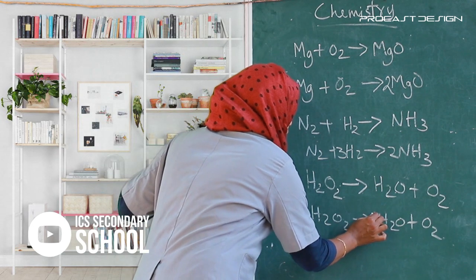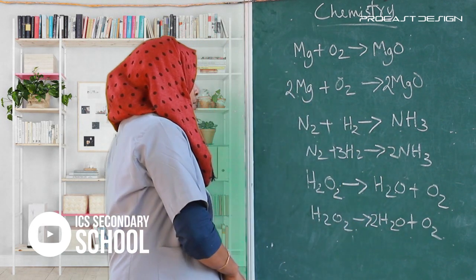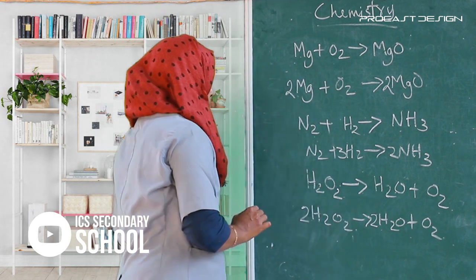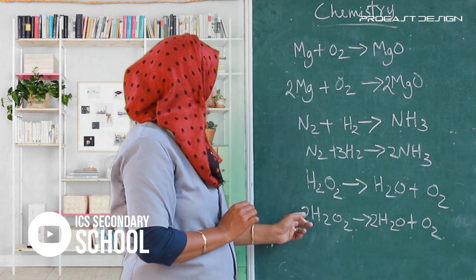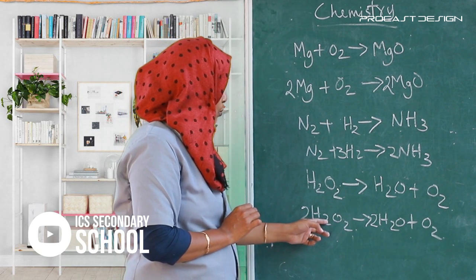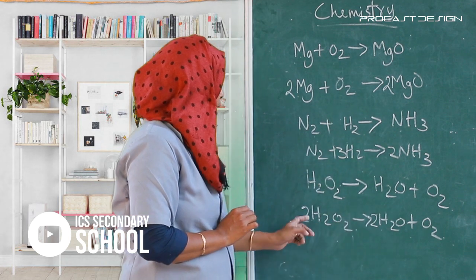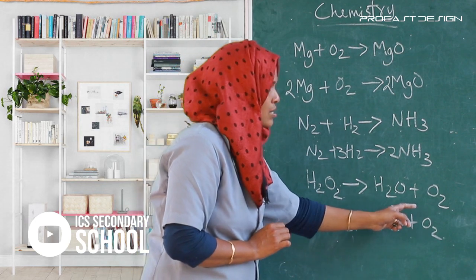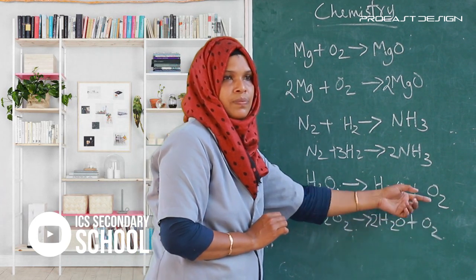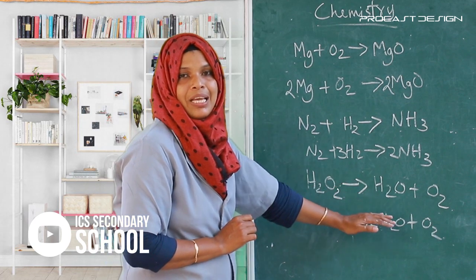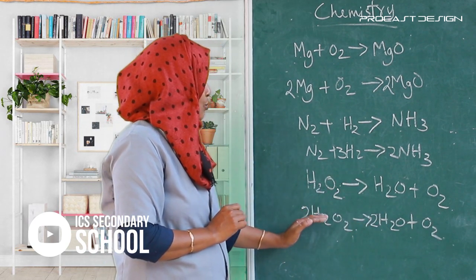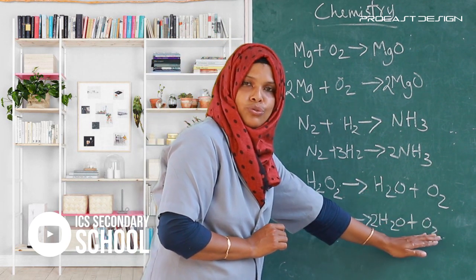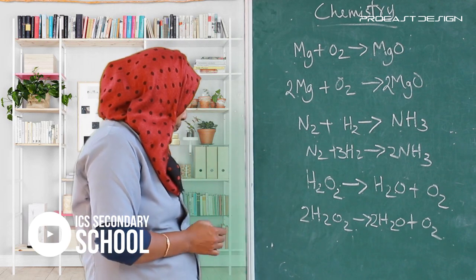So write 2 here and 2 here. So this side will also become equal, and the total number is 2 into 2, 4. Oxygen is 2 into 2, 4, 2 plus O2, 4. This is the balanced chemical equation of H2O2 gives water H2O plus O2.